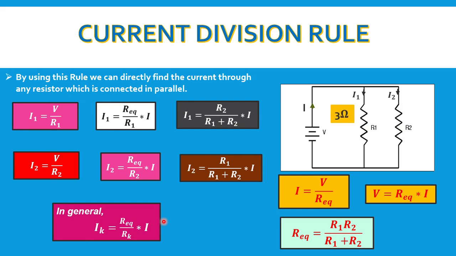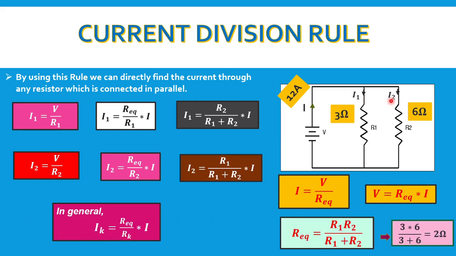So for example, I have taken the value of resistor R1 as 3 ohm and the value of resistance R2 is equal to 6 ohm, and the value of the current I is equal to 12 ampere. So you are not given the voltage here, okay, you are given only I. So now we have to find the value of I1 and I2. So the current division rule we apply here, and we can easily find the value of I1 and I2.